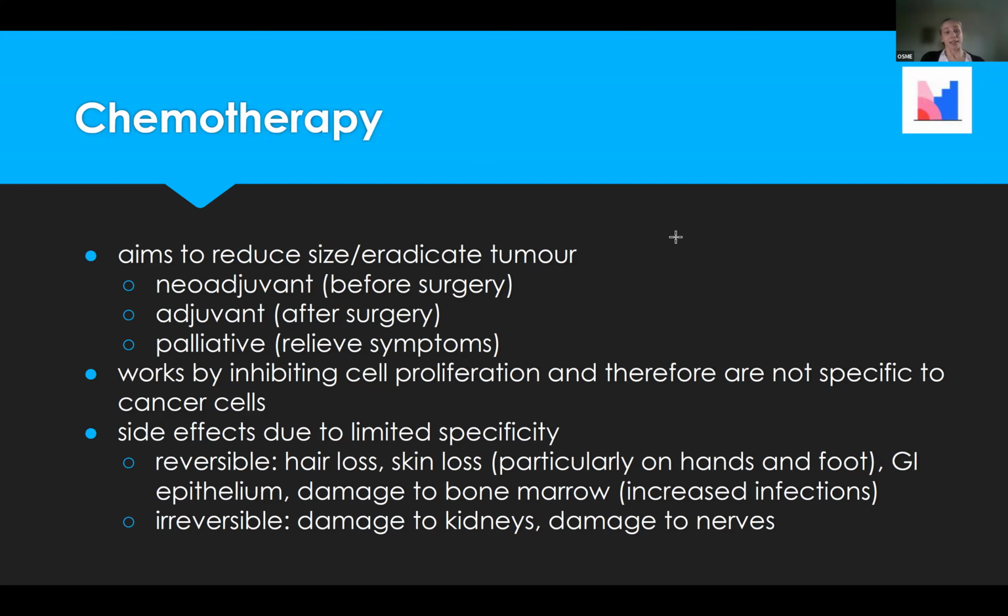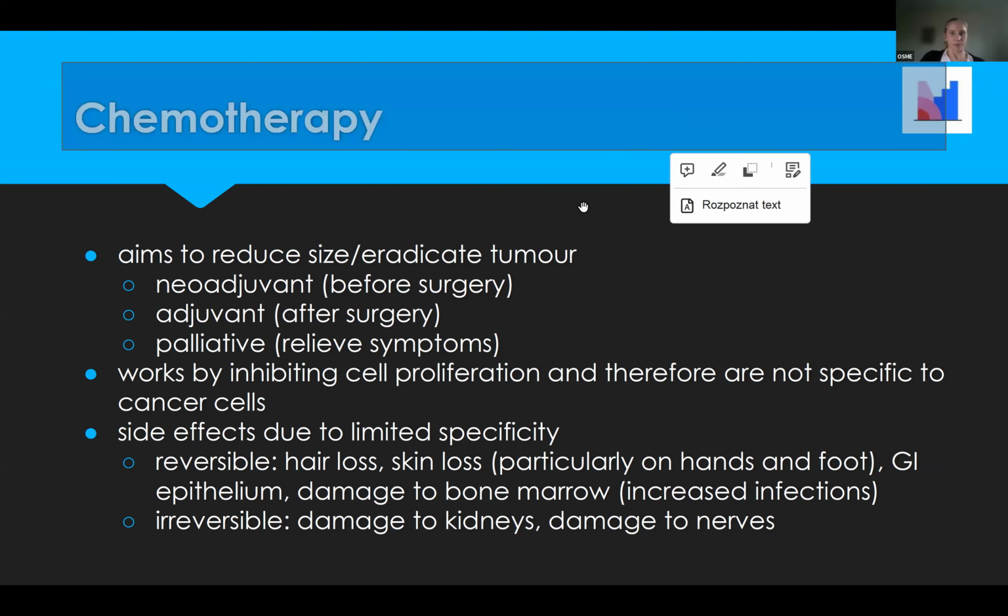This is also why it's associated with hair loss, because the cells in the hair follicles cannot proliferate properly. It can cause relatively severe gastrointestinal side effects as well, because it targets the proliferating cells in the GI epithelium. And unfortunately, it can also cause some irreversible damage to the kidneys and to the nerves. However, if it's concluded that the benefits will outweigh these risks, it's still very often chosen.